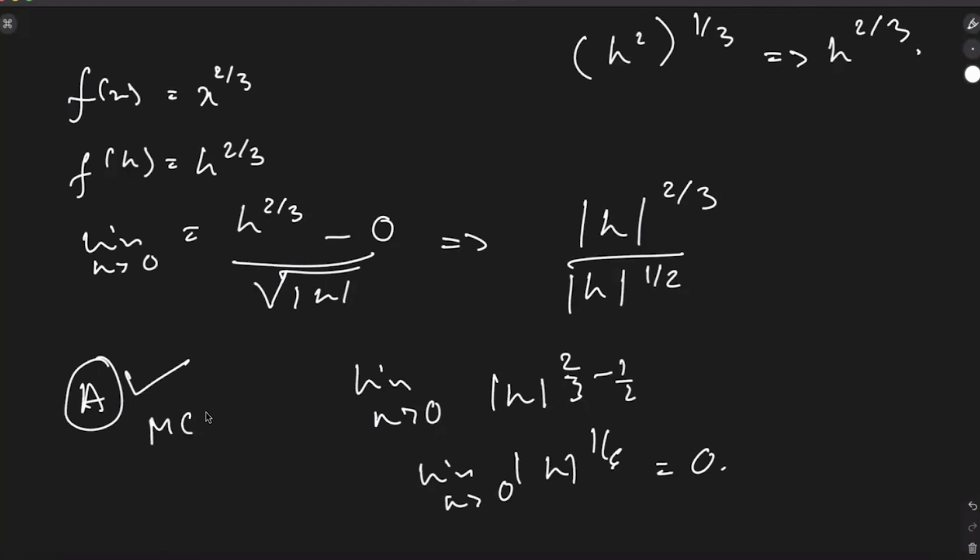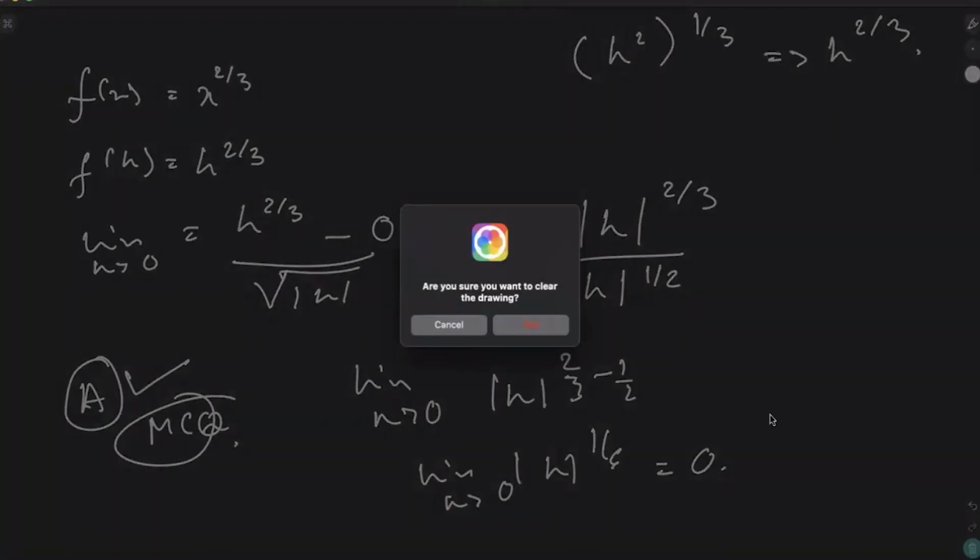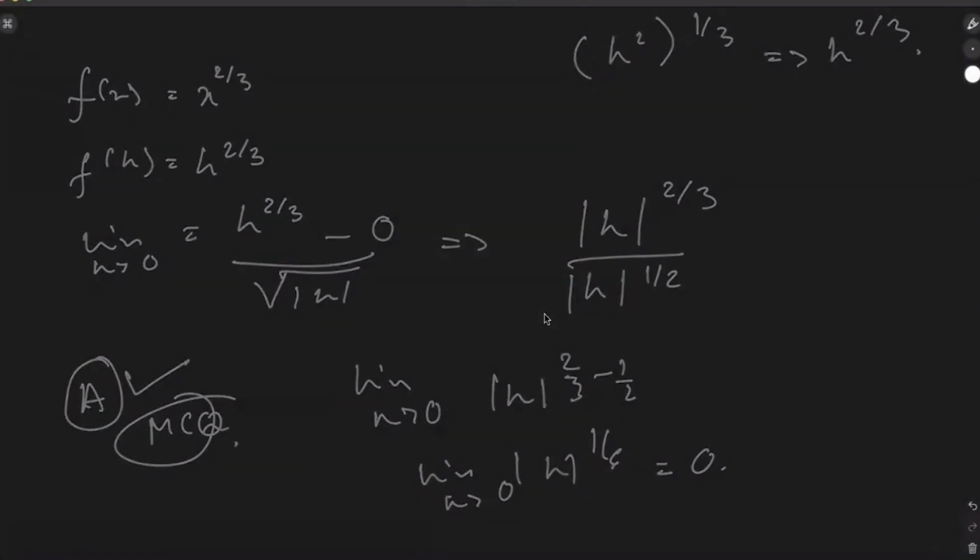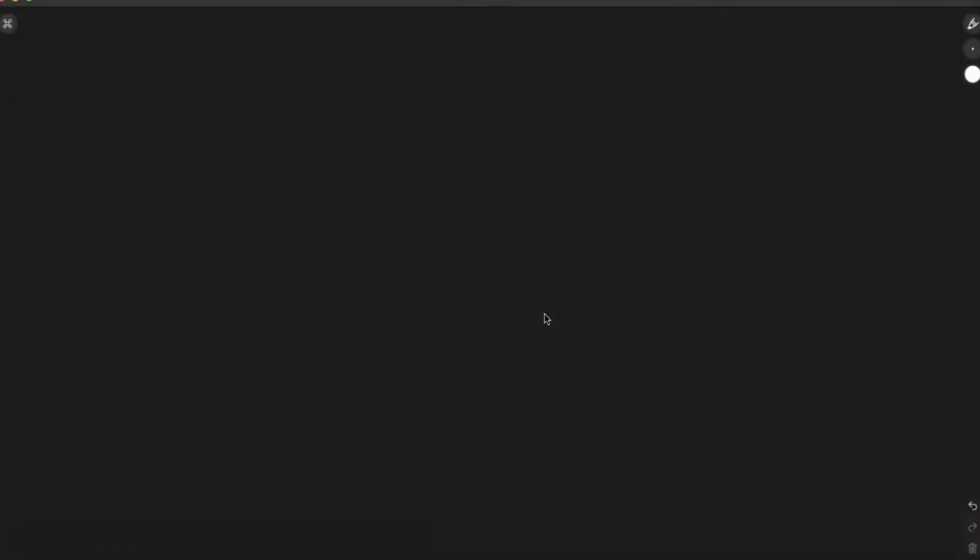Okay, so it is an MCQ type of question. So you have got one option correct right now. Moving onwards. So what is the next function? Next function is sin x. Next function is f(x) equals sin x.